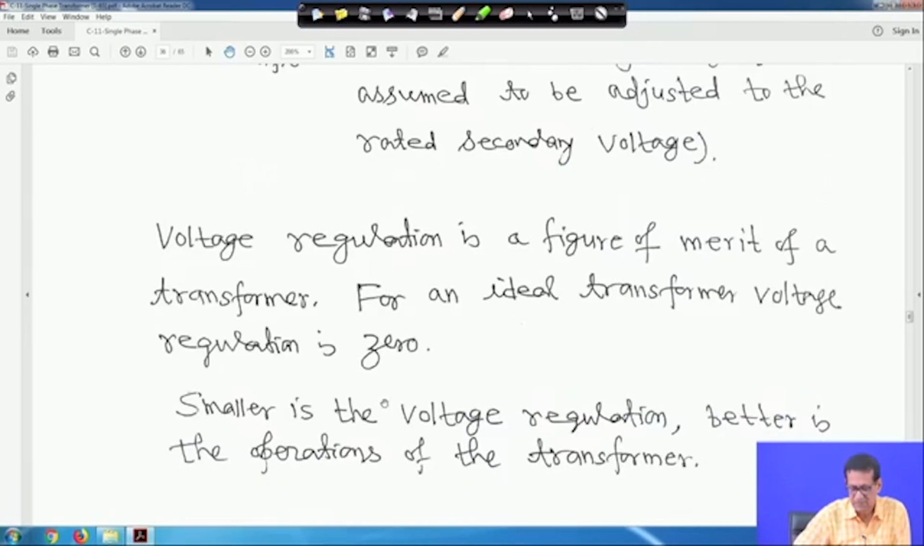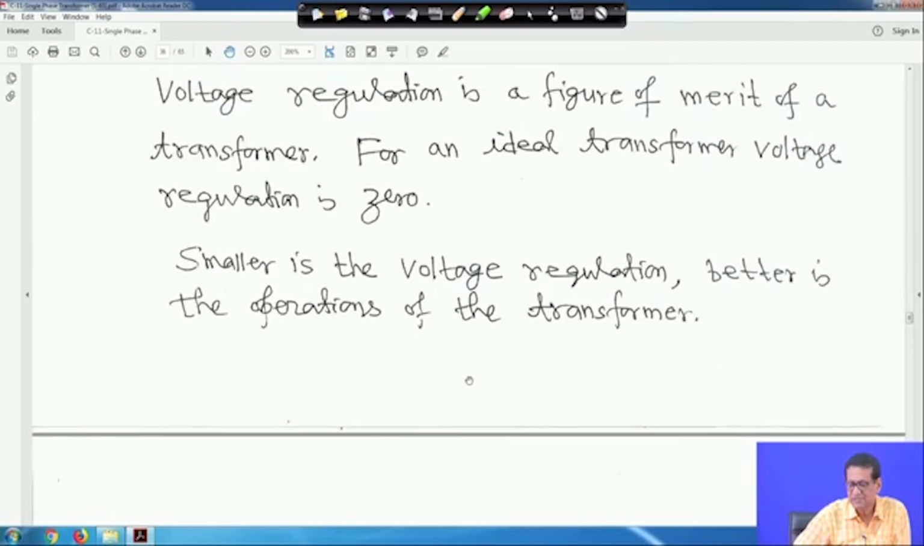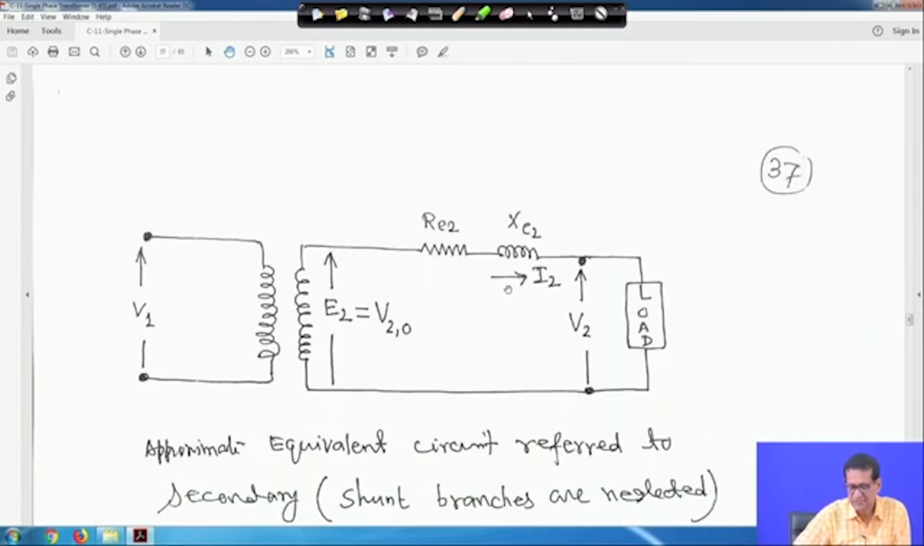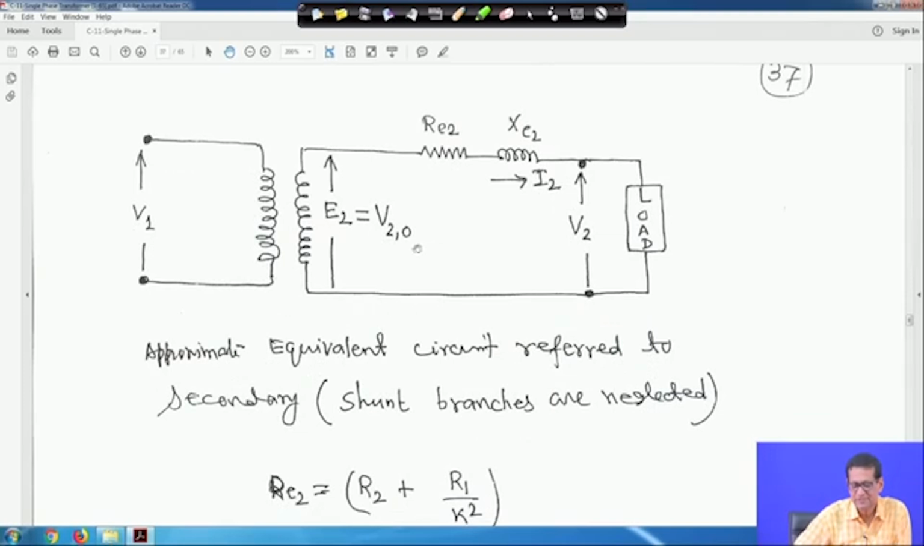So, smaller the voltage regulation, better is the operation of the transformer. That means the voltage across the terminals of the load will be better. Now, if you look at the circuit, this is an ideal transformer, as if nothing is here except winding. So, E2 is equal to V20, and this is Re2 and Xe2, the secondary resistance and reactance. This is the current I2, and V2 is the voltage across the load.